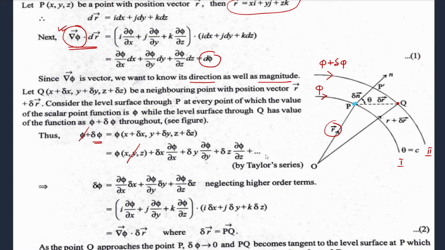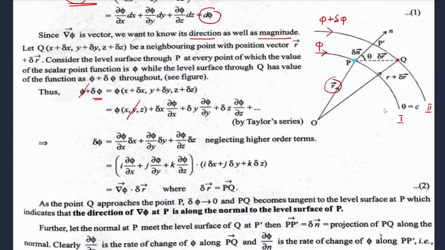Those higher order terms we have neglected. Why neglected? Because P and Q are very near. In the figure, we make it in a magnifying way. Q is a little bit farther than P, but in actual sense, Q is very near to P. That's why all the higher orders we can neglect.